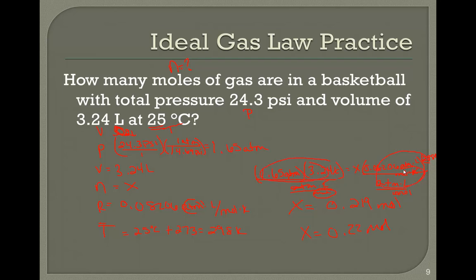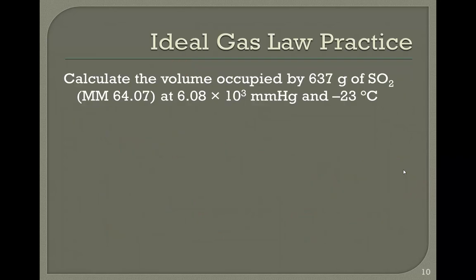We're going to have one last example. This time we are looking for volume. So P, V, n, R, T. We know our R is 0.08206 atm, liters, moles, kelvins. So those are the units we want to match up. We're looking for the volume occupied by 637 grams of SO2.